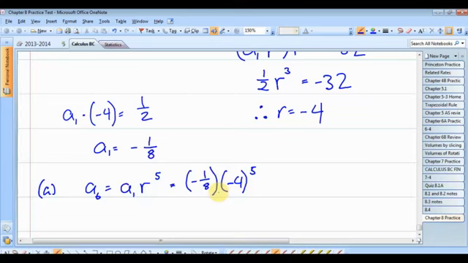Negative 4 squared is 16. 16 squared again is 256. 256 times 4 is 1024. So this is equal to negative 1/8 times negative 1024.